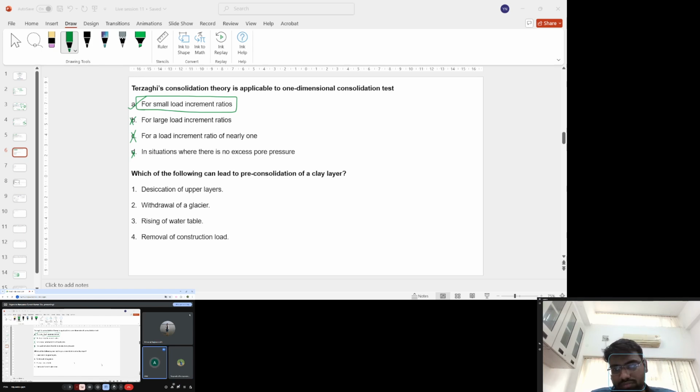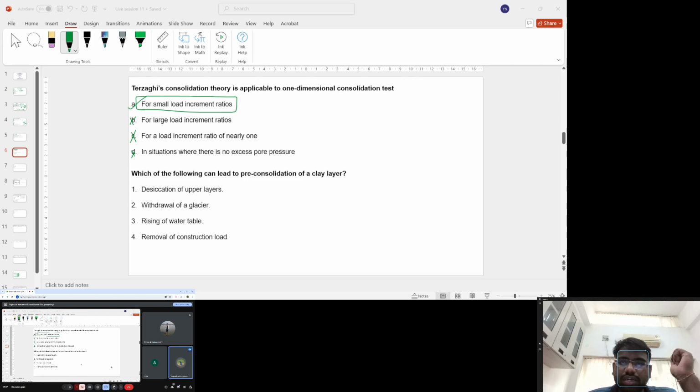Second and fourth, no, sir. Why? Sir, my guess is for option second. Okay, because in withdrawal of a glacier, so is it air accumulation or withdrawal, sir? Which is correct? There are chances of water to find a way to come out from the clay. Otherwise, all other options are not seemingly right.